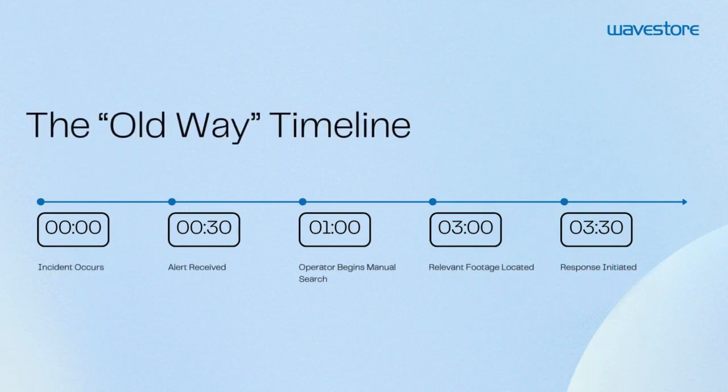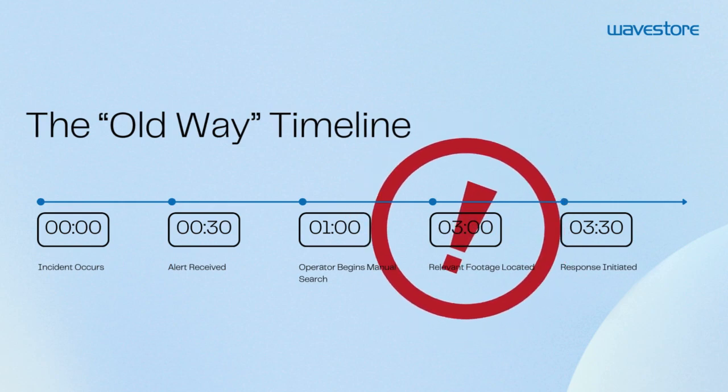This timeline really just paints the picture, doesn't it? An incident happens, 30 seconds later you get the alert. But then, look at that huge gap. A full 2 minutes or more of someone manually searching, just trying to find the footage. By the time a response has even started, 3.5 minutes are gone. In security, that is an absolute eternity.